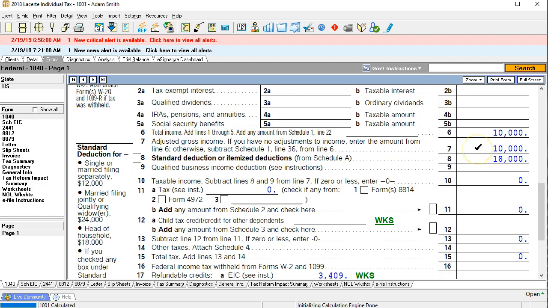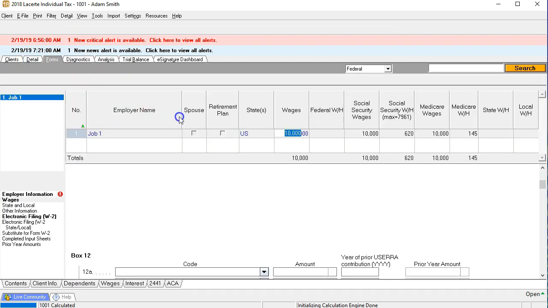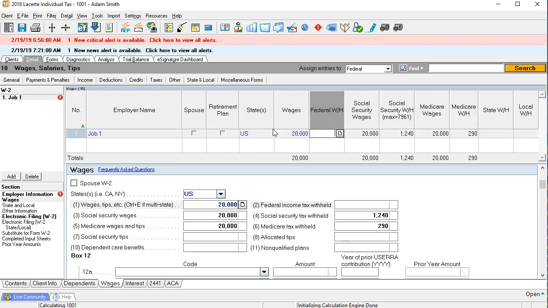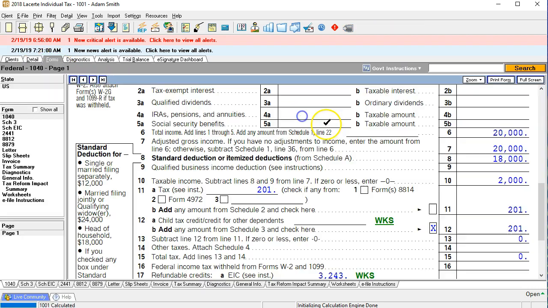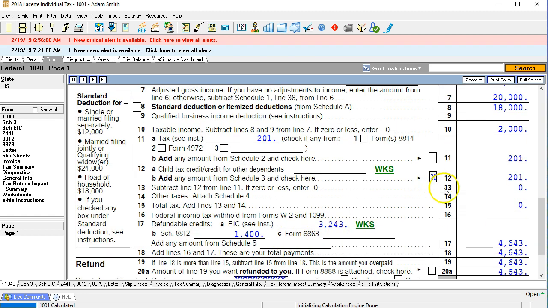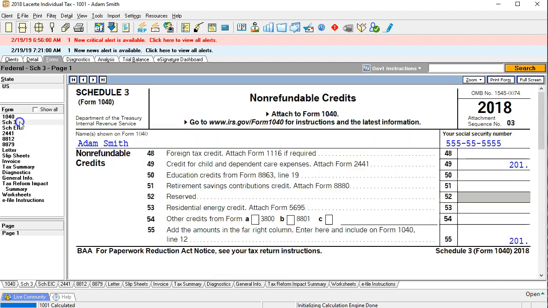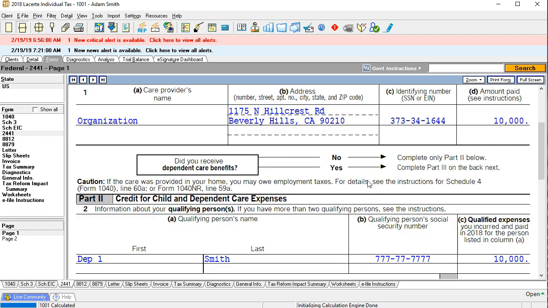Let's bring this $10,000 up over the $18,000. Let's say, well, what if it was $20,000? And then go back to our form and say, now we've got the $20,000 income, $18,000 standard deduction, $2,000 taxable income, which is the 201 tax, and then we've got the 201 of the credit, bringing it down to 0, and then we've got these credits that will take it down below that. If we go to Schedule 3, then we see the detail of the credit for child and dependent care expenses, and then the 2441 is going to show that as well.